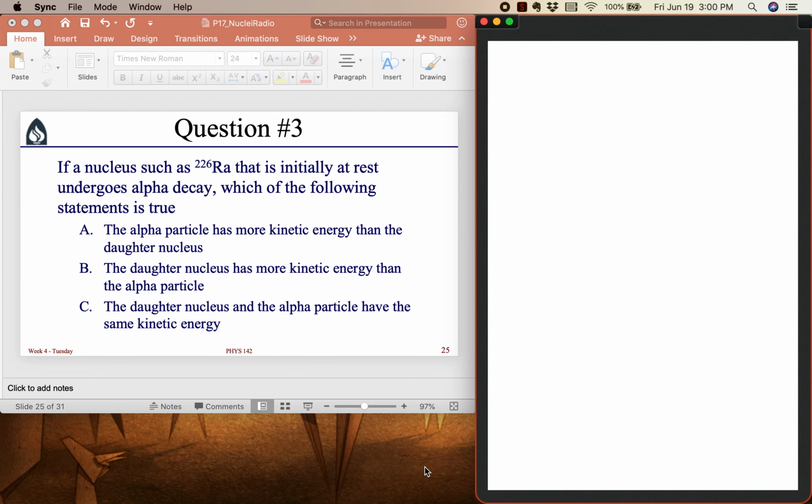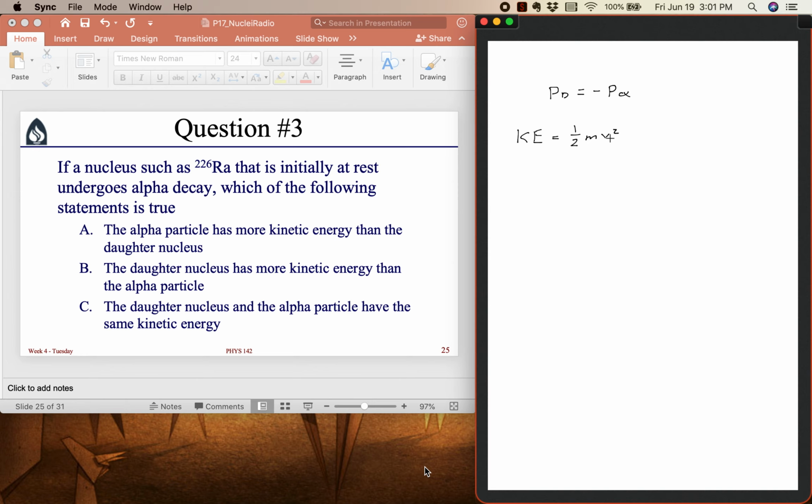Decays conserve momentum, so one of the things that we know is that the momentum of the daughter nucleus is going to be equal in magnitude and opposite in direction to the momentum of the alpha particle. We also know that kinetic energy can be expressed in terms of momentum. So kinetic energy is equal to 1/2 mv squared.